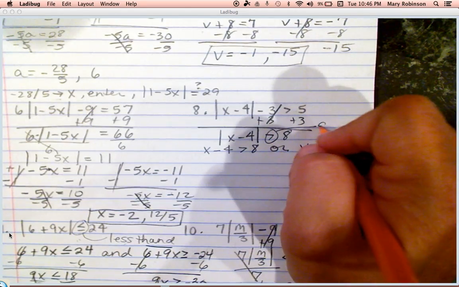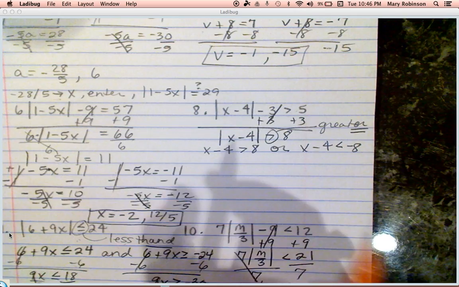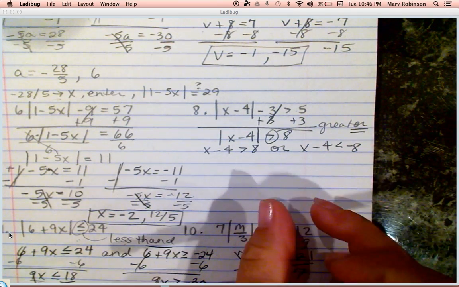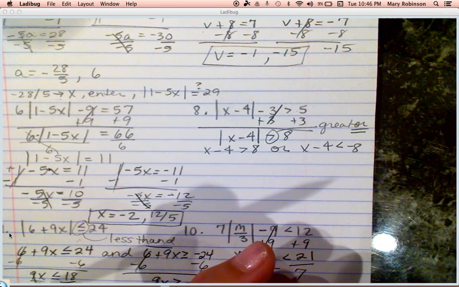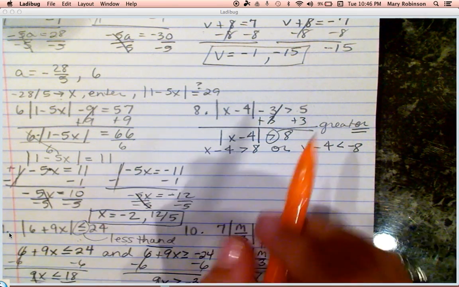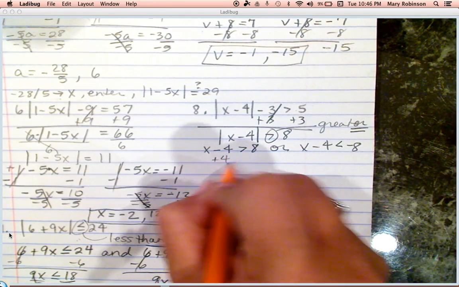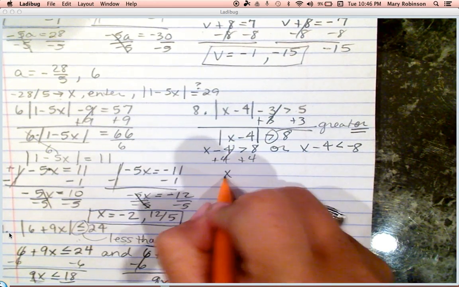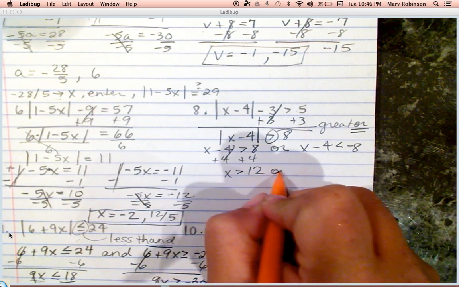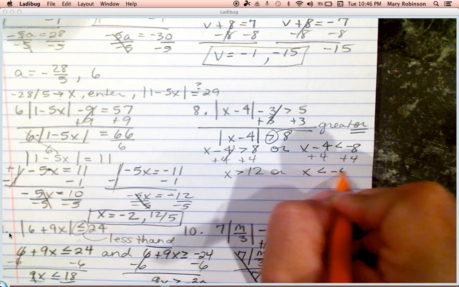So please remember, I taught you greater than means or. So that or is important because that usually means that we shade opposite on the number line. Occasionally it will overlap, but it will only overlap if this number here ends up being negative. So don't worry about that. Just go ahead and add 4 to both sides to solve, and we get x is greater than 12, or x is less than negative 4.